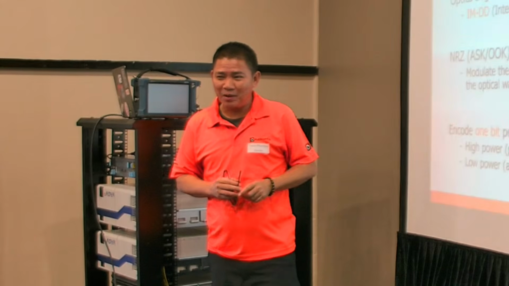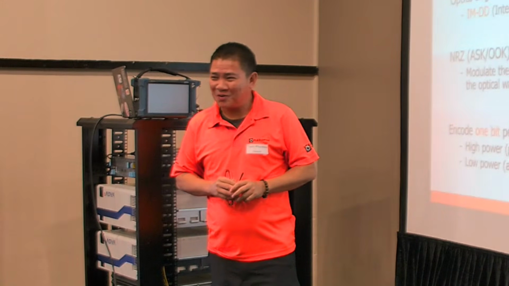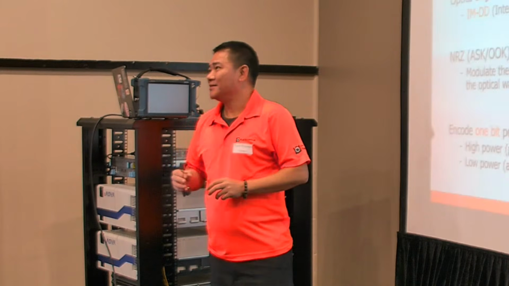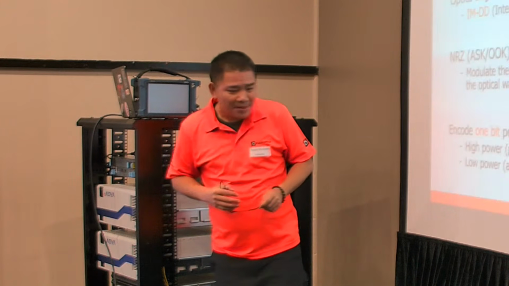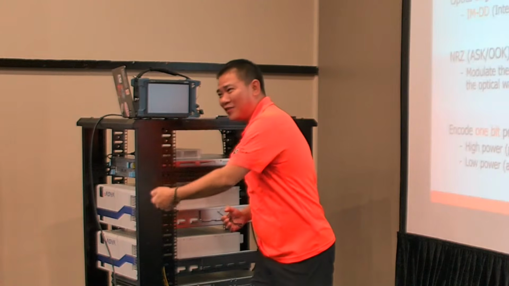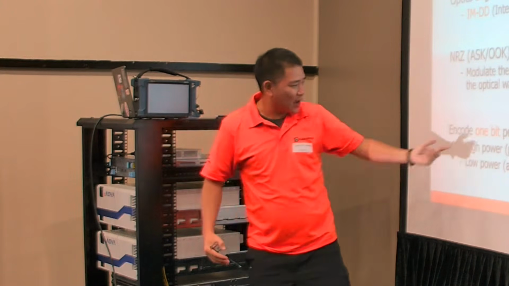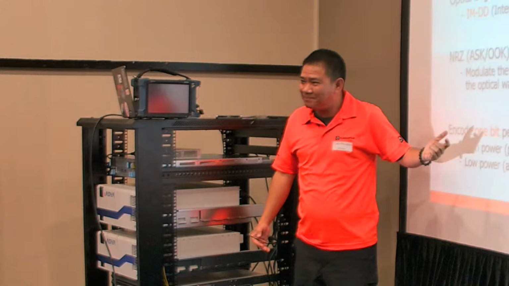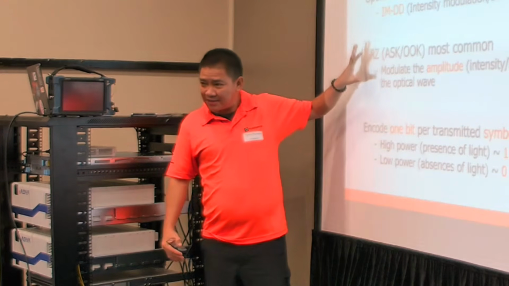Which means how many bits can I encode per symbol? How many bits can I keep? Turning on the lights is 1. Turning off the lights is 1. So I can only encode 1 bit per symbol with an RZ modulation.